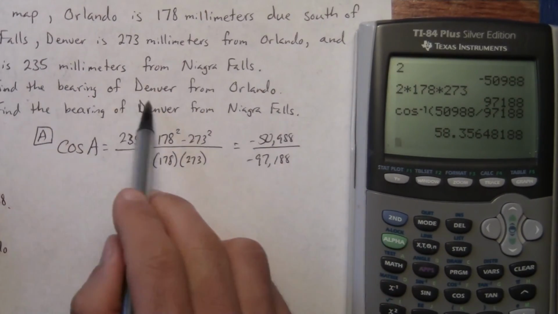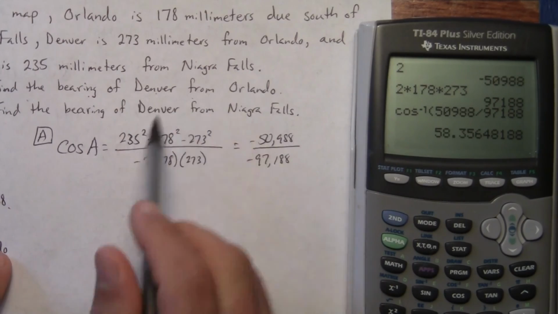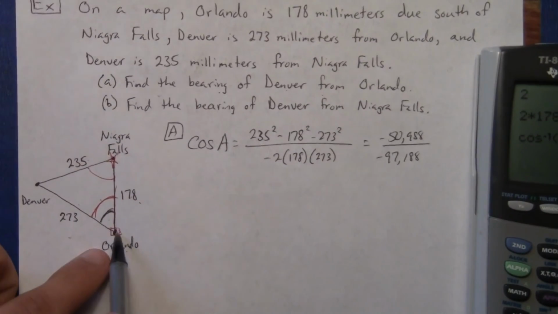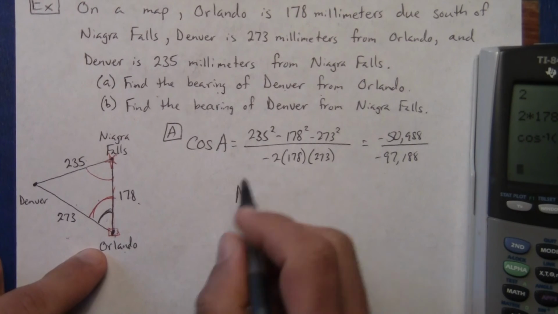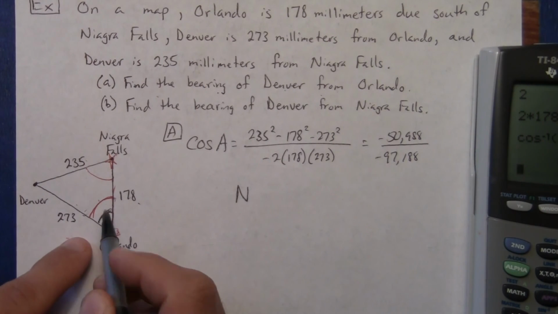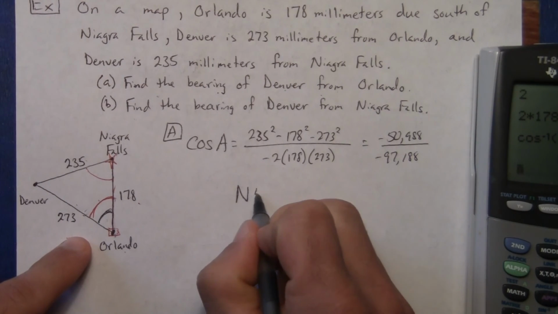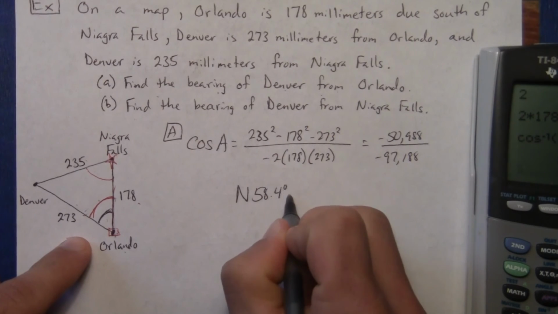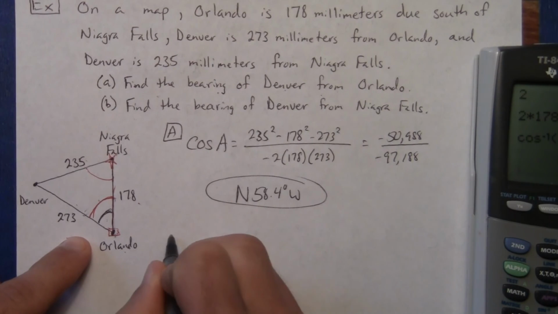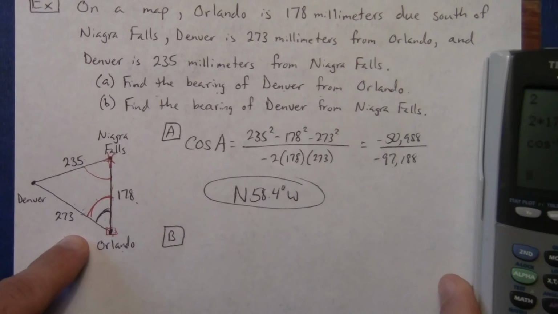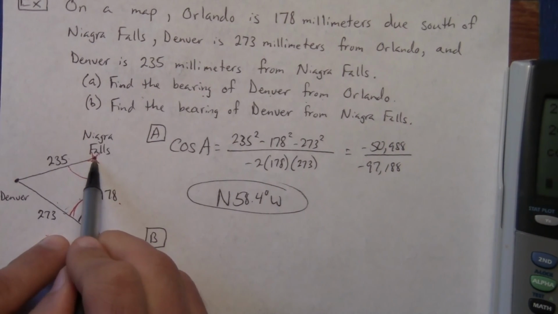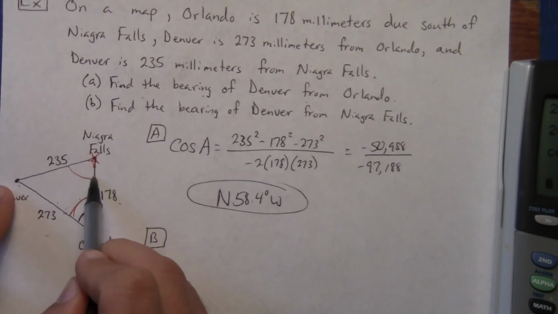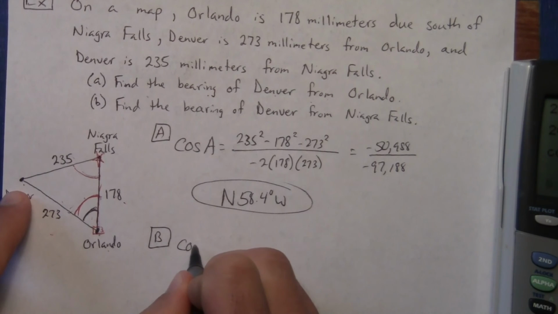So, for letter A, the bearing of Denver from Orlando, Orlando is here, I have to look north, and then I'm going to look that angle to the west. So this would be 58.4 degrees west. There's the answer for part A. Part B, same idea. We're going to start from Niagara Falls, go to Denver, so I want this angle. So I'll call this angle B.